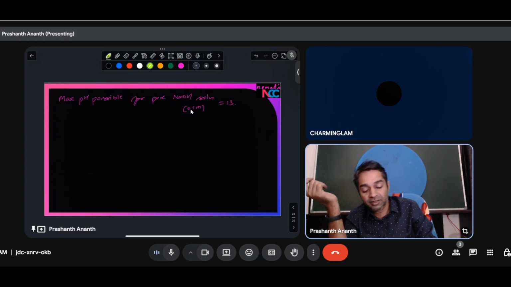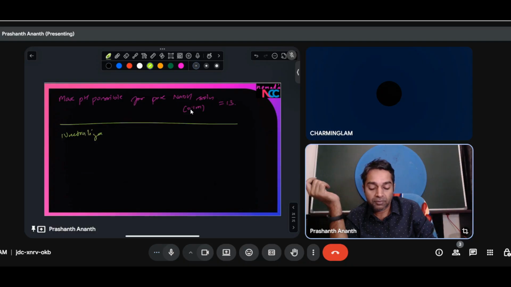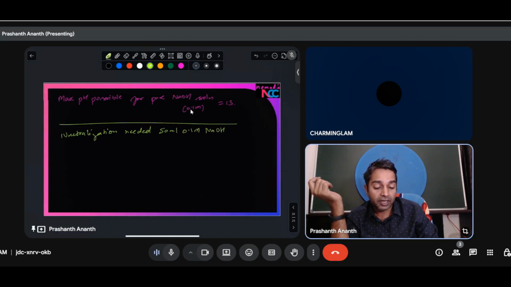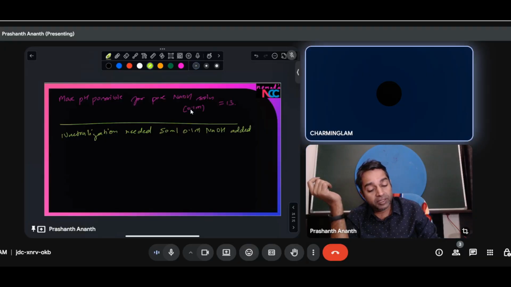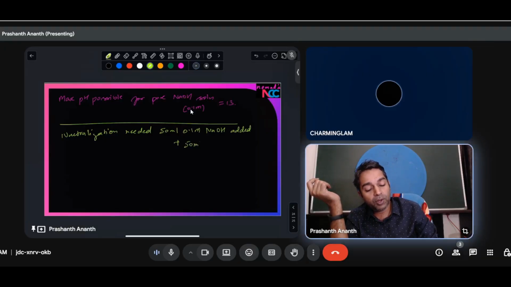In this case, neutralization needed what? Neutralization is pH equal to 7, correct? So that needed 50 ml of 0.1 molar NaOH added, correct? But there was also 50 ml of 0.1 molar HCl.